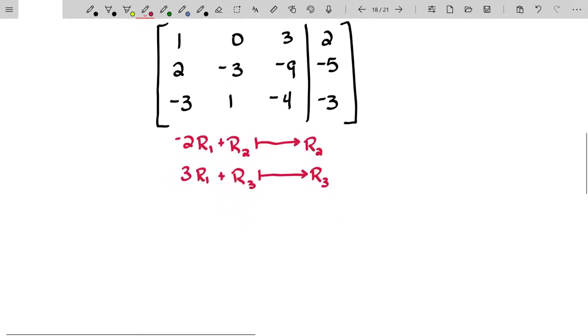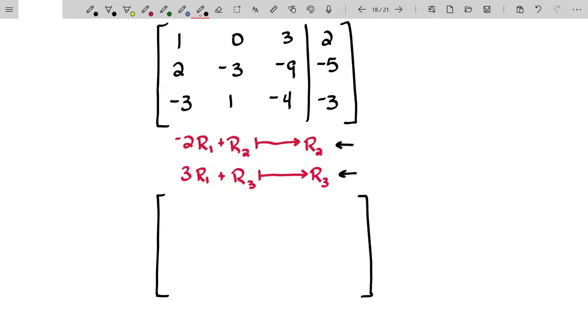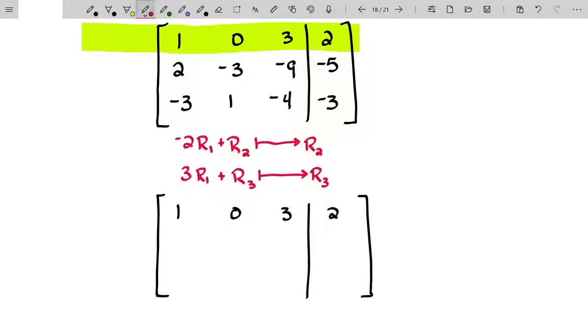Doing that, let me go ahead and just get the skeletal framework going. Notice the only thing that doesn't change here, we have row 2 and row 3, they're changing, but row 1 is not. So 1, 0, 3, and that 2 kind of remain concrete. Let's go ahead and take negative twice that row 1 and add that to row 2. Well, negative 2 plus 2 is 0. Negative 2 times 0 is 0 plus negative 3 is still a negative 3. Negative 2 times 3 is negative 6.